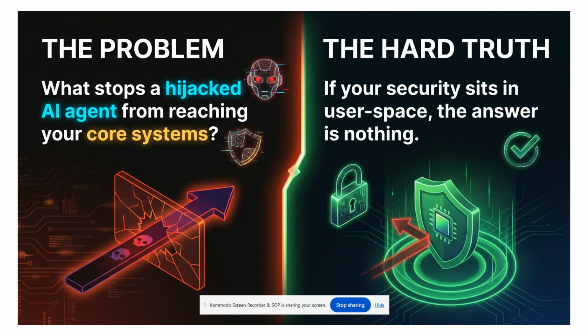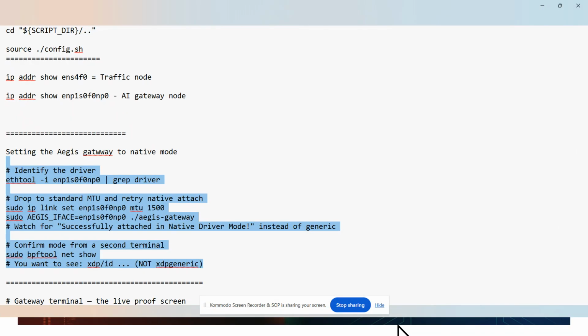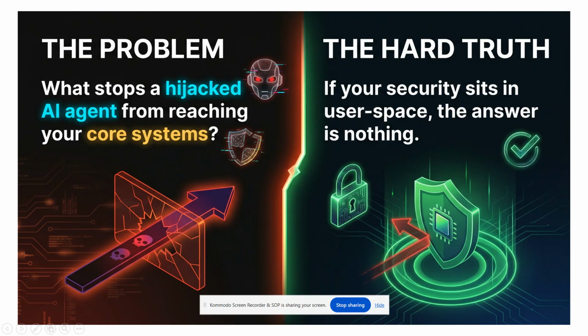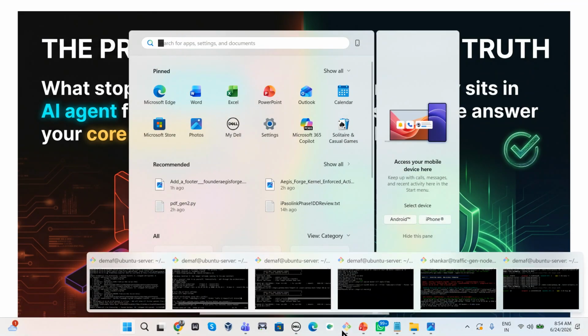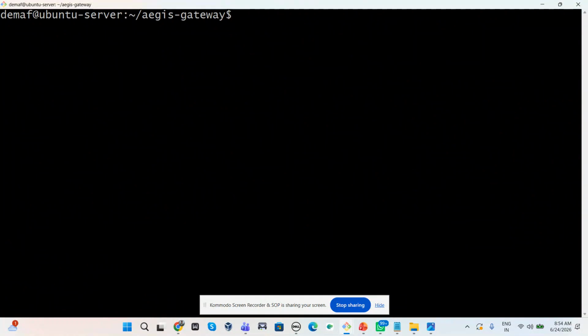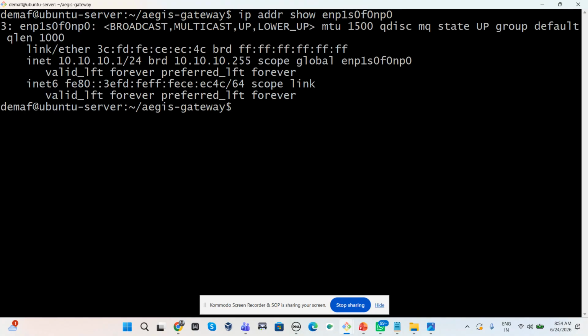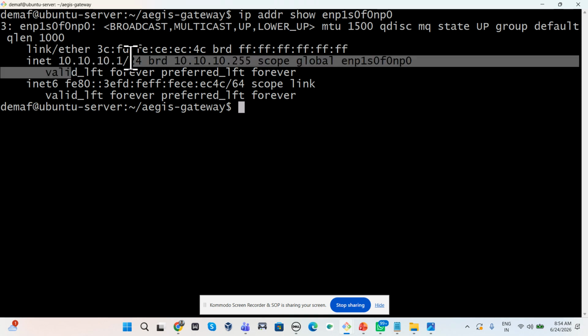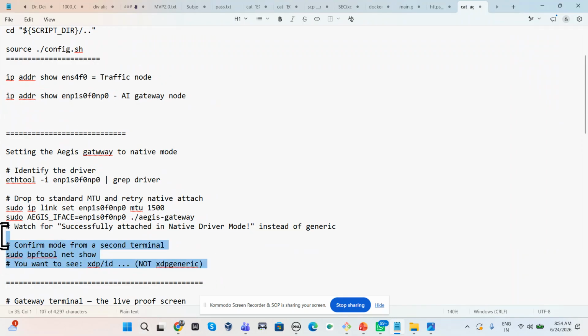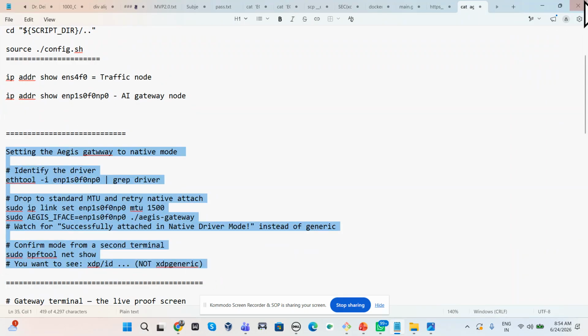Live on two machines, 90 seconds. On one of the nodes, we are running the AI deterministic execution gateway with IP 10.10.10.1. We are running the AI deterministic execution gateway on this node.